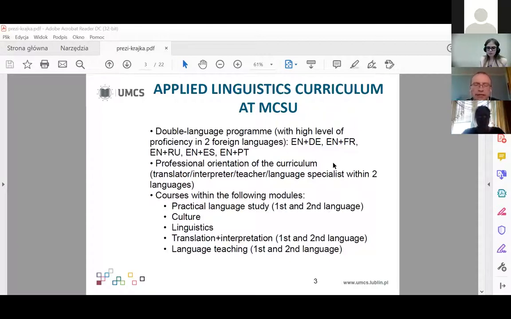So we are very much different from a standard philology department, modern languages department, and this is what applied linguistics means in Poland. Our department trains translators and interpreters in two foreign languages: English and German, French, Russian, Spanish and Portuguese. English and Portuguese, I think we are the only institution in Poland that does translator and interpreter training within this language pair. English and Spanish, I think we are one of the two, together with the University of Warsaw. So this is a really challenging program that we are trying to pursue.